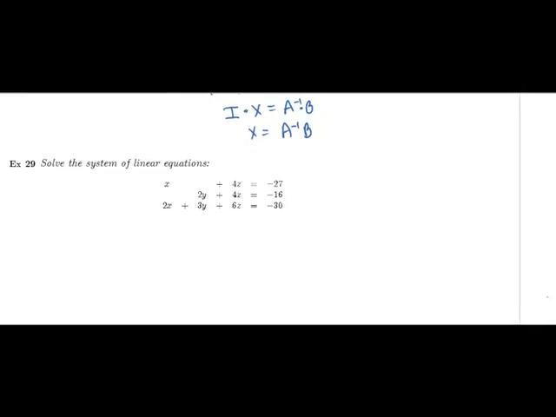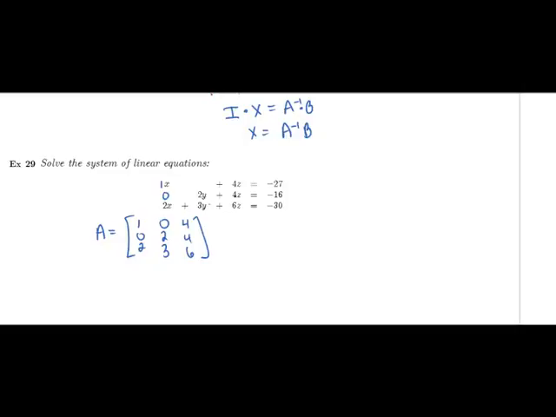So let's take a look at this first example. We've got A is going to be, again, our coefficients. If we read them off for the x's, they are 1, 0, 2. And then if we look at our y's, we're missing a y there. Then we have a 2 and a 3. And then a 4, 4, and 6.